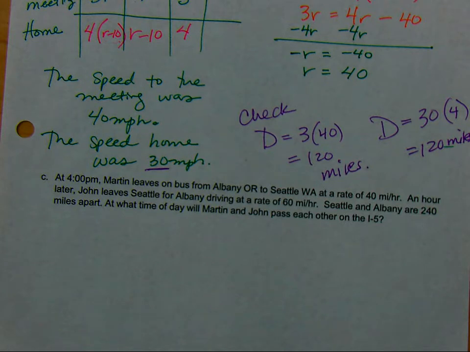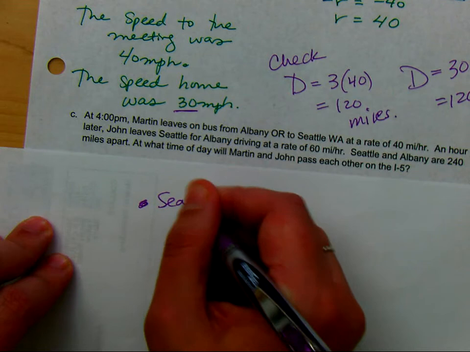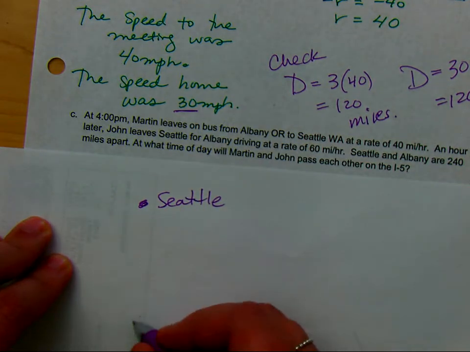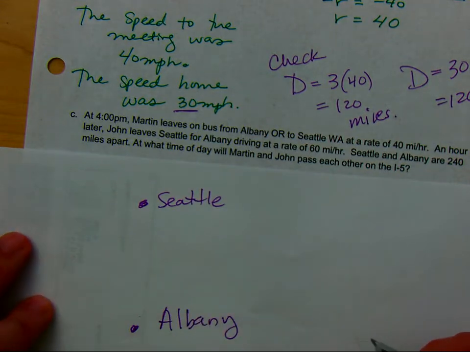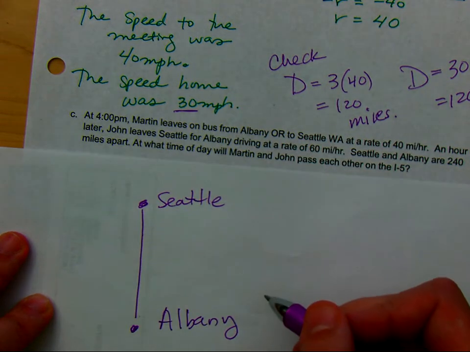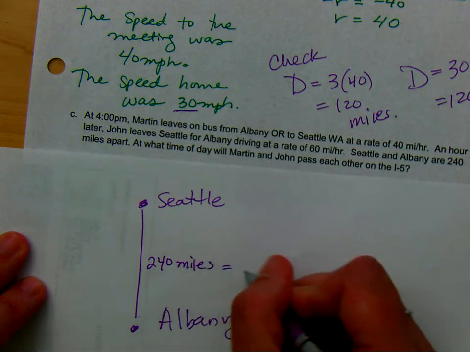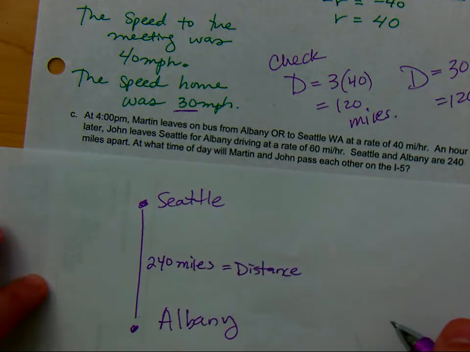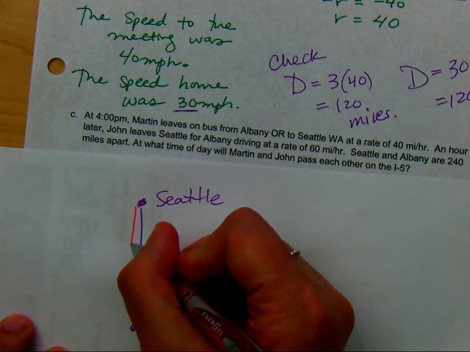I would really need a picture for this. So I'm going to draw a picture. I'm going to just take a little piece of paper here and let's draw a picture. So we know here's Seattle, and then down here is Albany. So we're just going to fill in any information that we have. How far away are they? 240 miles apart. So we know something, that's the distance. Okay. Now, what happened? At 4 p.m., Martin is driving this way.